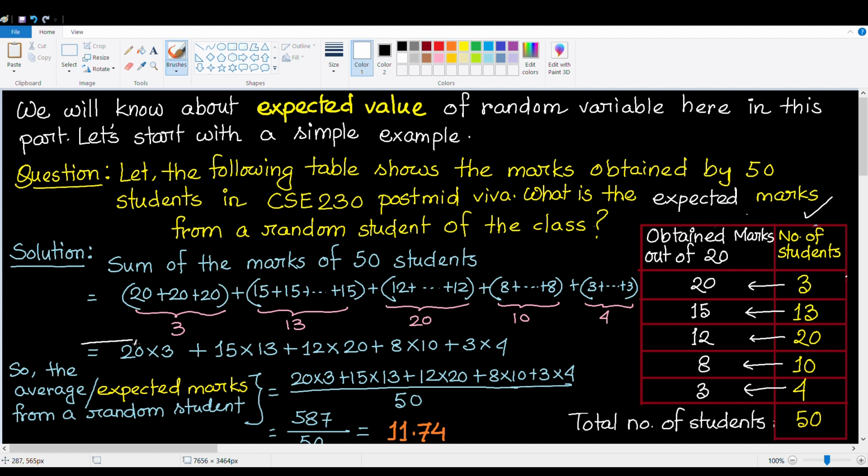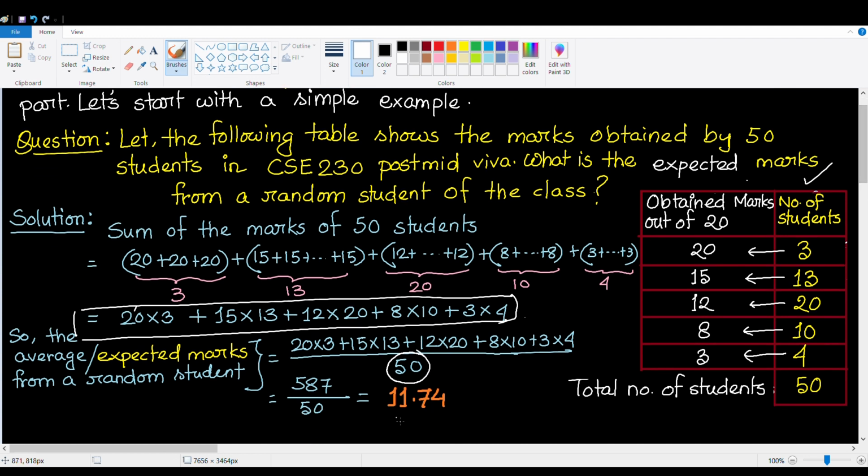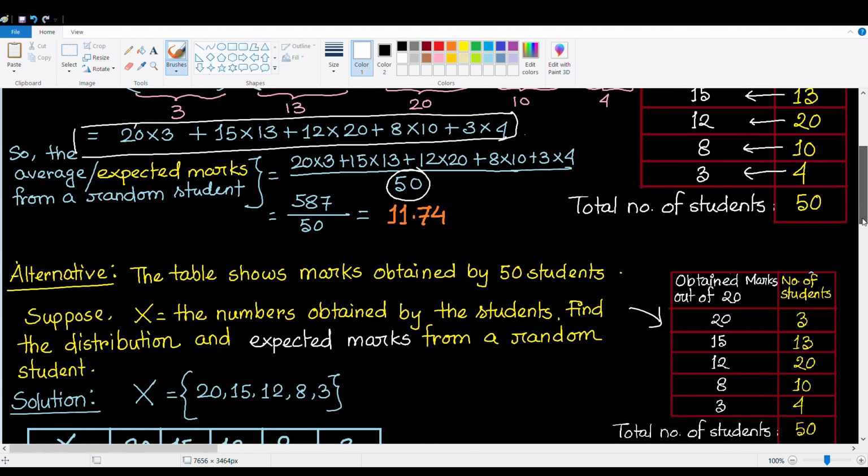So this is the total marks obtained by the 50 students of the class together. Now the expected or the average mark from a random student is the sum divided by the total number of students in the class. So finally we get the average, which is 11.74. So this is the expectation from any random student of the class. All right, let's solve the same problem in a slightly different manner.